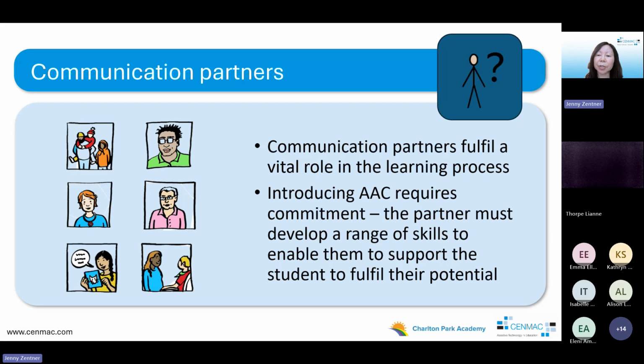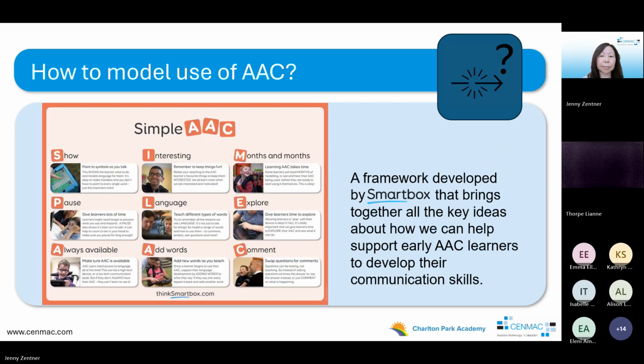Back to the discussion about learning to use a communication device being like learning a musical instrument or a new language. The communication partner must also learn how to use the AAC device in order to support the AAC user. The last section is all about how we model use of AAC. Simple AAC is a framework by Smartbox that summarizes how best to support early AAC learners and to develop their communication skills. I'll just run through the simple AAC framework.